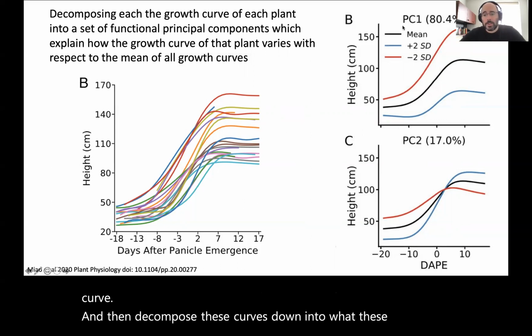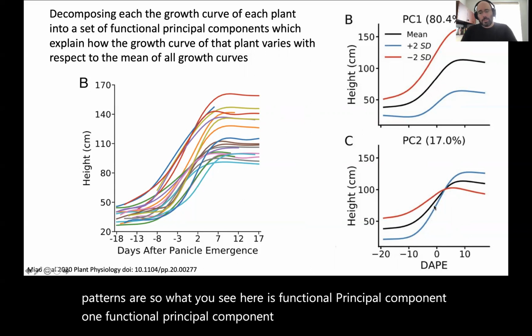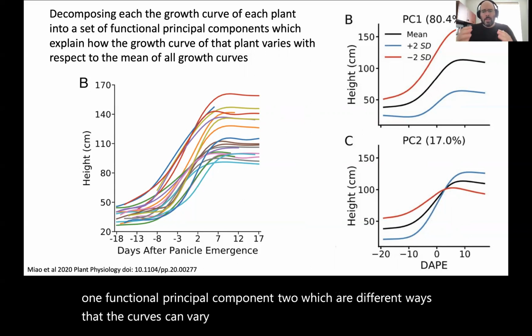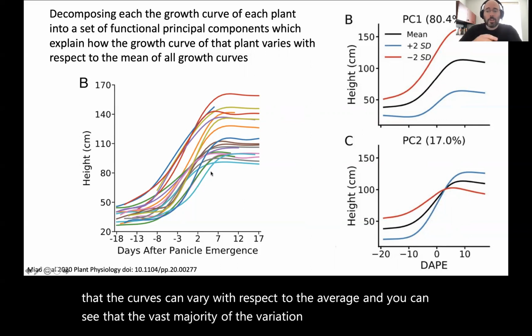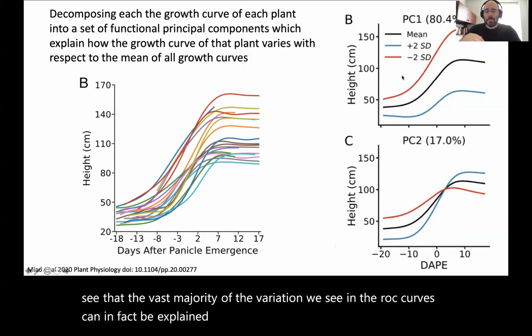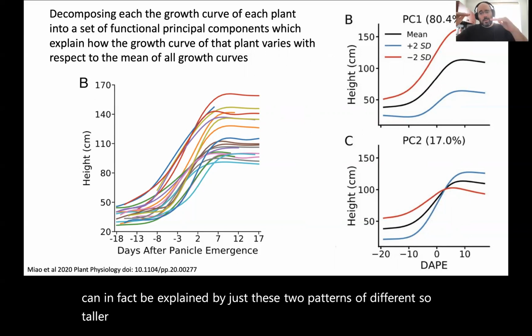So what you see here is functional principal component 1, functional principal component 2, which are different ways that the curves can vary with respect to the average. And you can see that the vast majority of the variation we see in the raw curves can in fact be explained by just these 2 patterns of difference. So taller, shorter, or taller early and shorter later, taller later and shorter earlier.